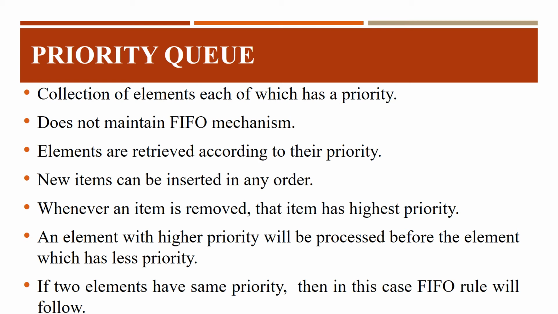An element with the higher priority will be processed before the element which has less priority. If two elements have the same priority, then in this case the FIFO rule will be followed. The priority queue contains the data items which have some preset priority. While removing an element from a priority queue, the data item with the highest priority is removed first.